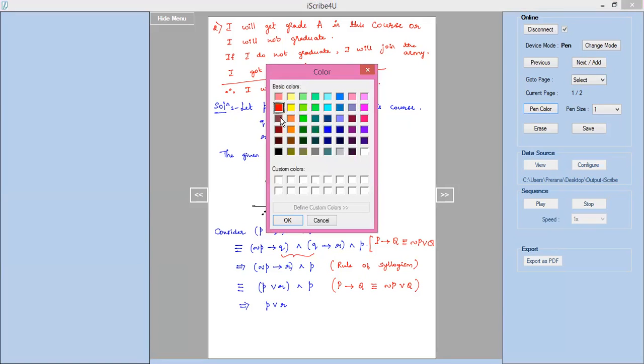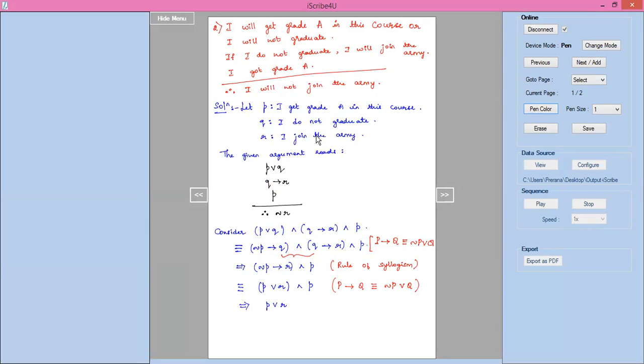And which rule have we applied? The first rule, rule of conjunctive simplification. Right. So we have arrived at P or R.